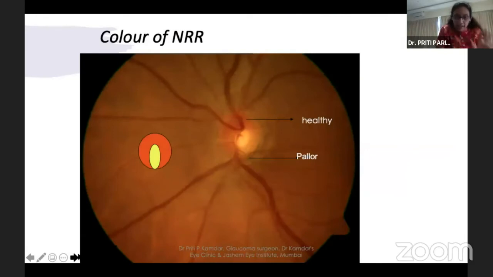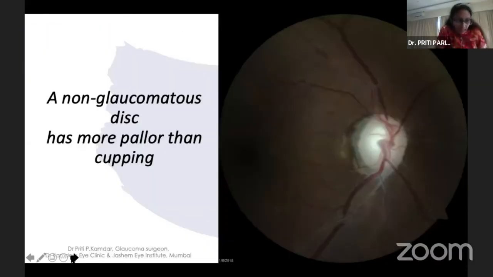Having identified the configuration of the neuroretinal rim, now let us go to the color. Most of the times a healthy disc has a nice reddish tinge, but the neuroretinal rim is not uniformly colored even in healthy eyes. Typically, neuroretinal rim destruction precedes pallor, and hence it is said that cupping is more than pallor in a glaucomatous disc, and the reverse is true in a non-glaucomatous disc.